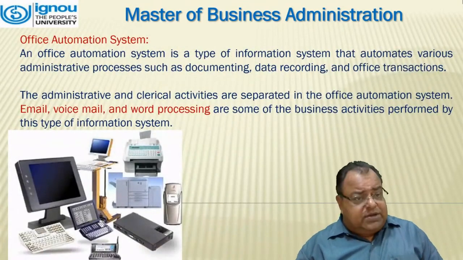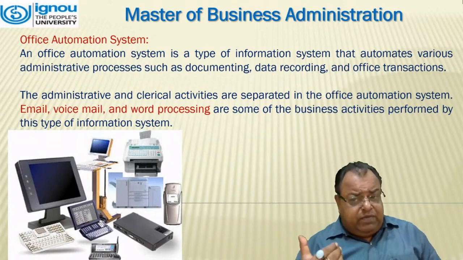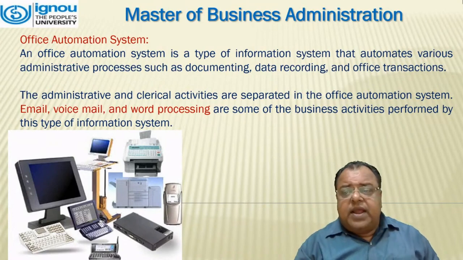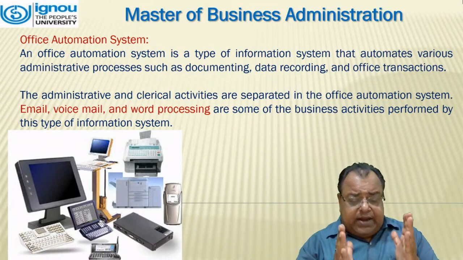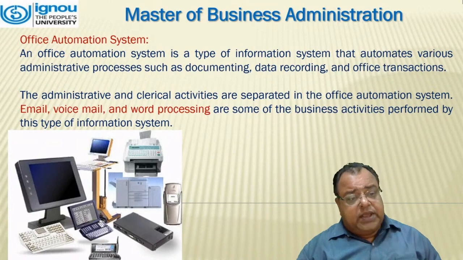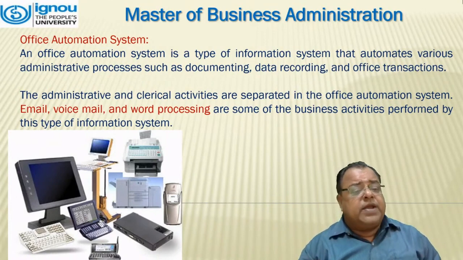Office automation system. An office automation system is a type of information system that automates various administrative processes such as documenting, data recording, and office transactions. The administrative and clerical activities are separated in the office automation system. Email, voicemail, and word processing are some of the examples of the business activities performed by this type of information system.